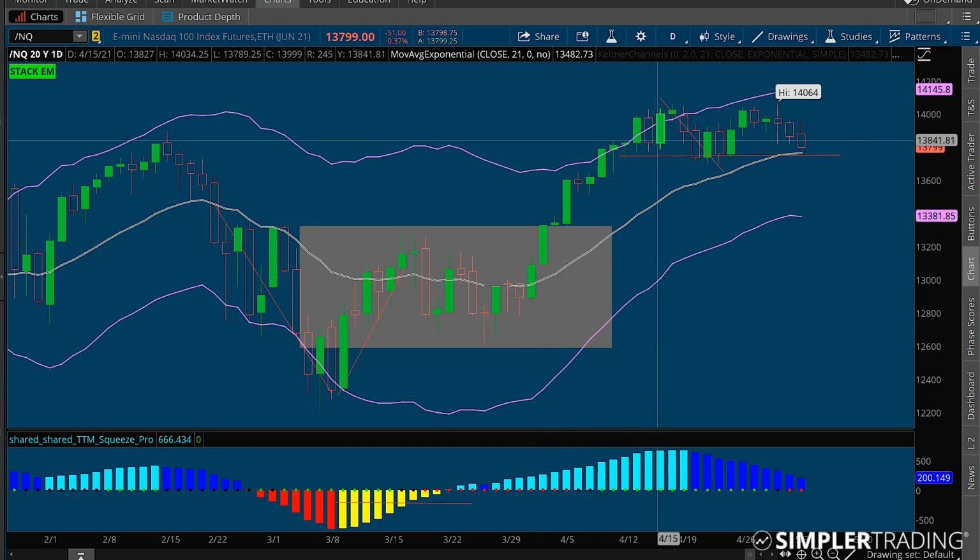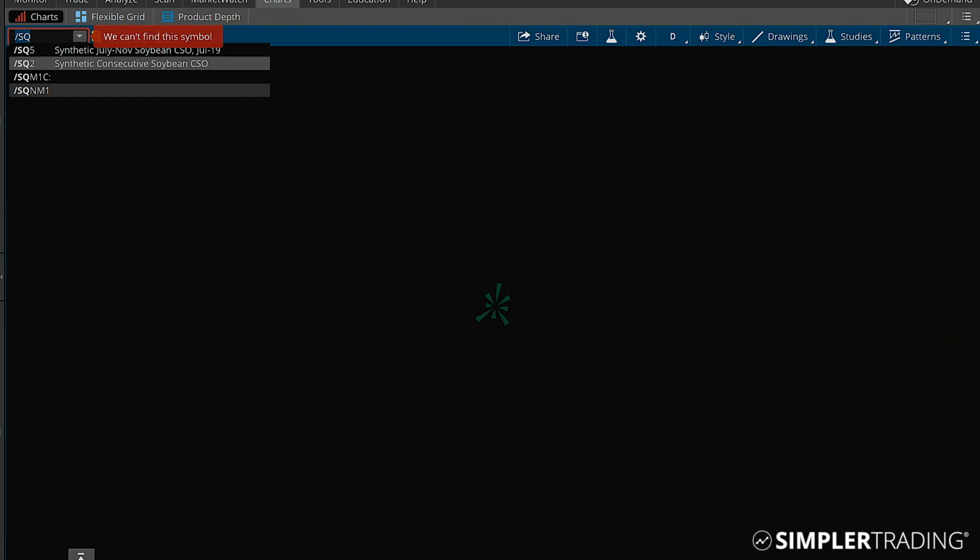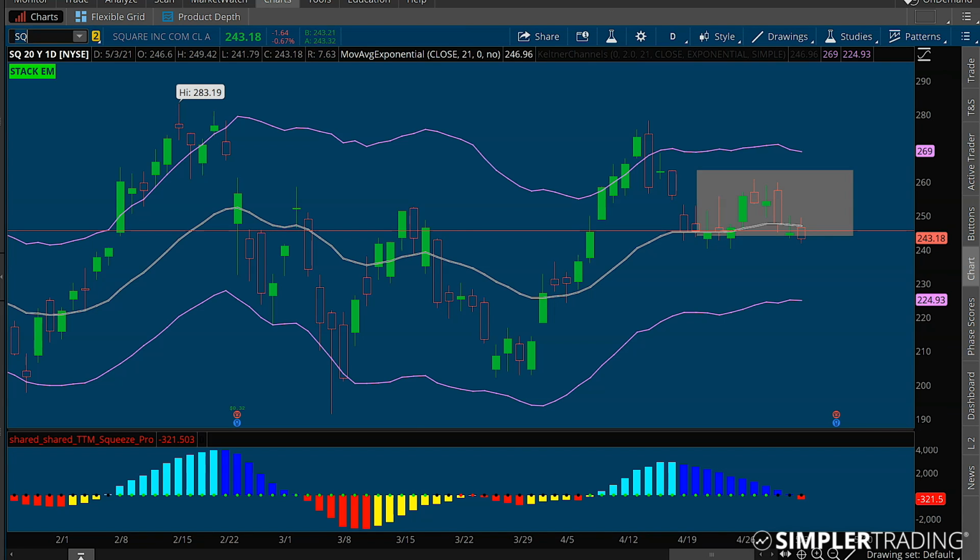Squeeze fires, 2 to 3 plus ATR move. Here comes the exhaustion. The easy money move is over with. Back to home base at the 21. Here comes a brand new squeeze, and then you look to do it all over again. So I just want to go through a few more examples, really kind of drive everything home here.